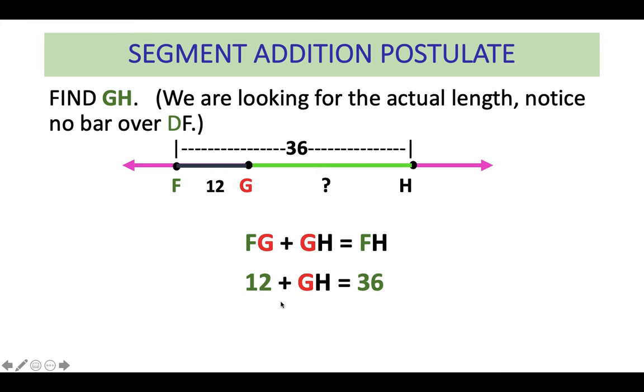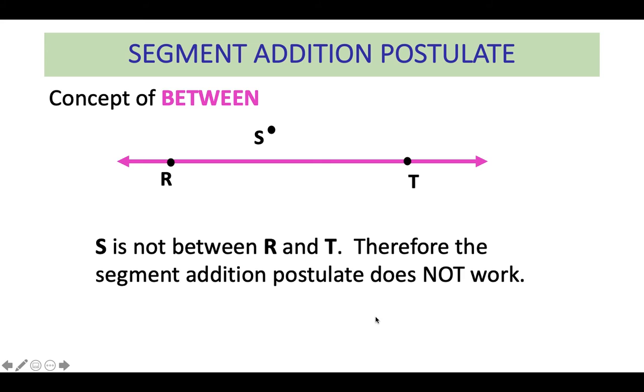So now we have a one-step algebra problem. In order to solve for GH, we need to subtract 12 from both sides. And that's 24. So GH is finally by itself after we subtract the 12, and we're ending up with 24. Now remember, they have to be collinear for these segments to add up together. So SR plus ST is not the same as RT.